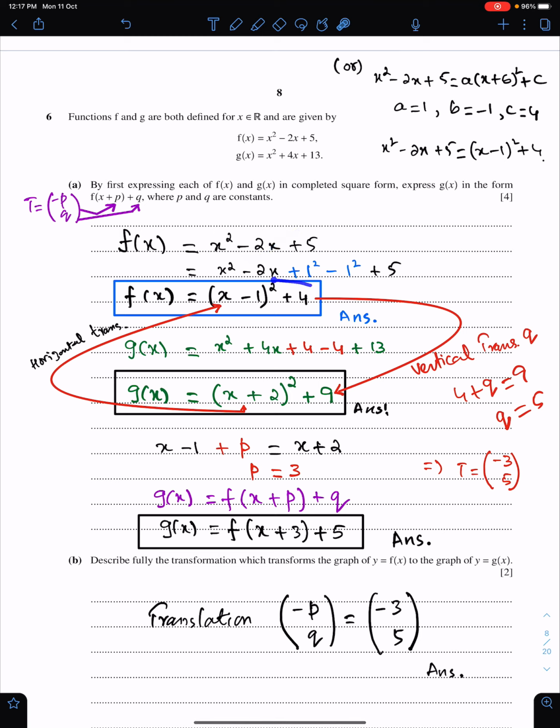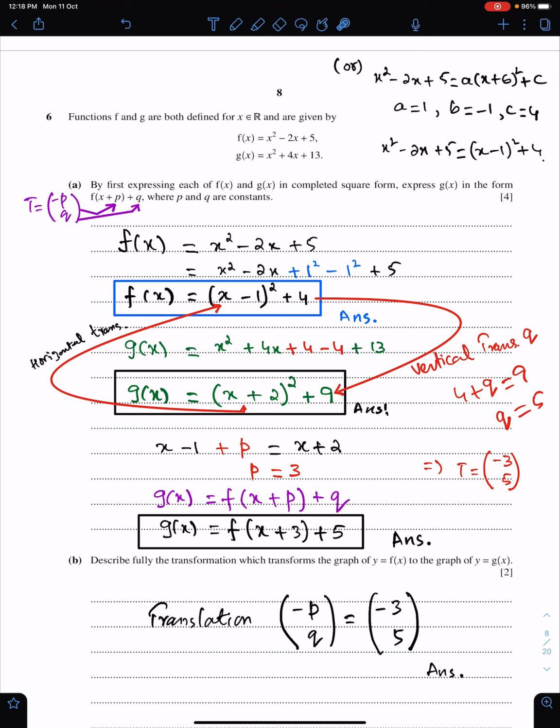So this is the completed the square form of f of x. Similarly, this is the completed the square form of g of x. You can use this method to transform g of x into this form. Next part. Express g of x in this form.